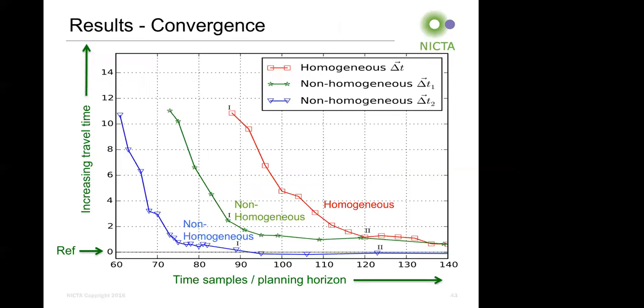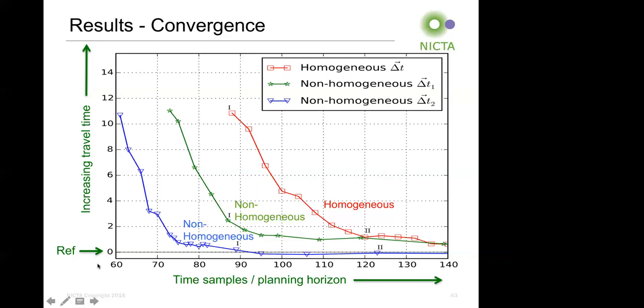So we did this. We used homogeneous discretization, and we had several different non-homogeneous discretizations. Here you're looking at the results. Along the bottom, we have the number of time samples, so we're increasing the number of time samples used for the major frame along the x-axis, and we're plotting the increase in travel time as a percentage relative to this reference solution, where we had no receding horizon control and an unlimited amount of time to solve the entire horizon.